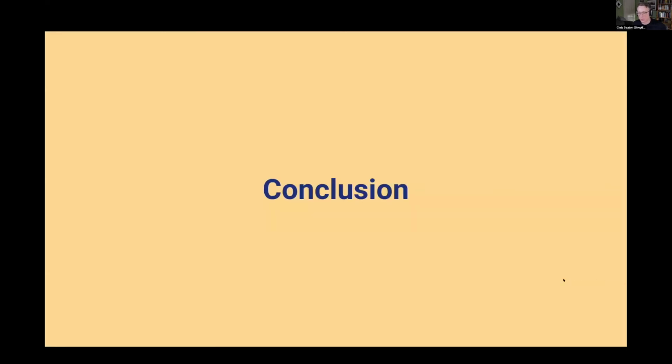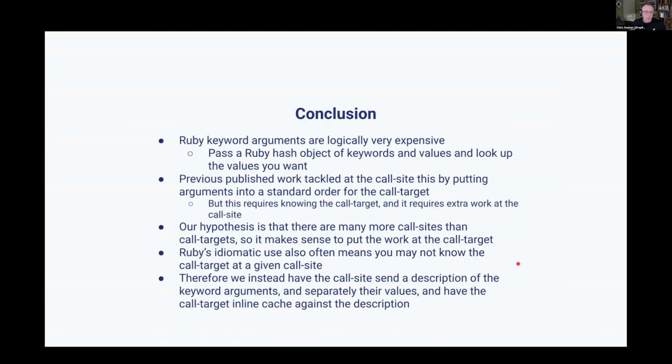So to wrap up, Ruby keyword arguments are logically very expensive. The model that programmers are taught about how they work is expensive. You pass a Ruby hash object of keywords and values, and you have to look up the values you want from them. It's simple and it's elegant, but it's expensive.